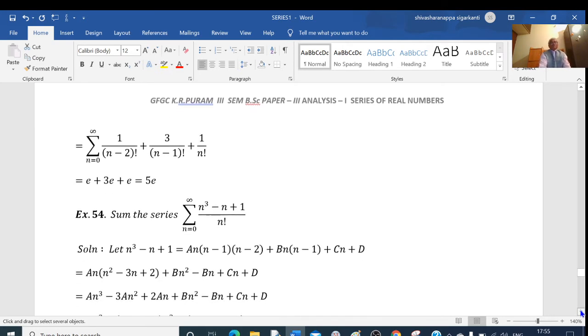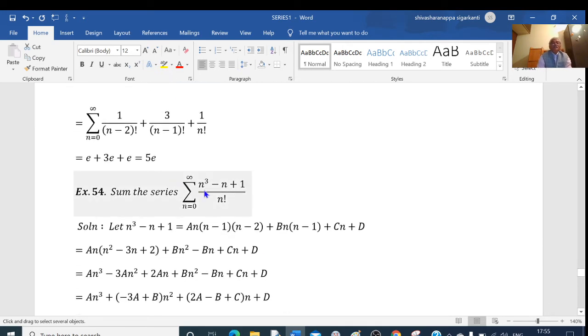Next example, sum the series (n cubed minus n plus 1) divided by n factorial. The term is given, and n from 0 to infinity is also given. What I do here is write this numerator n cubed minus n plus 1 as a into (n minus 1)(n minus 2) plus b into (n minus 1) plus c into n plus d. Okay, writing the numerator in this form.